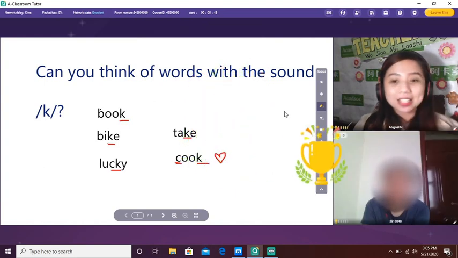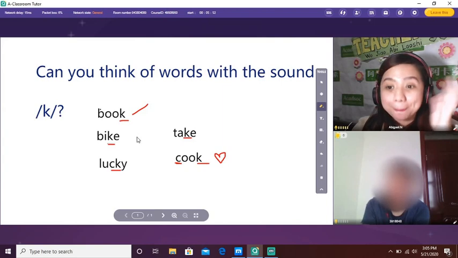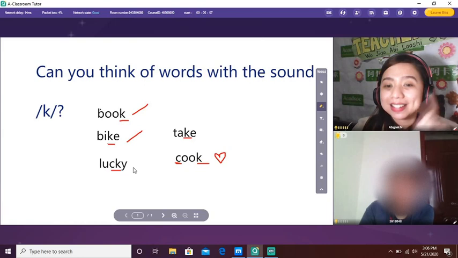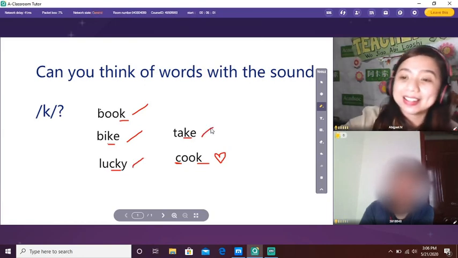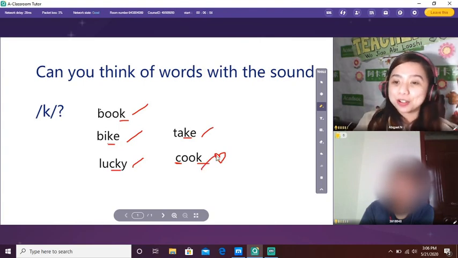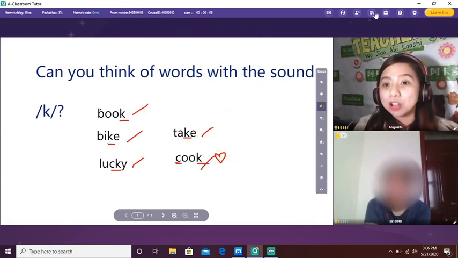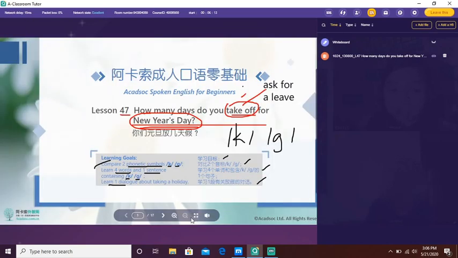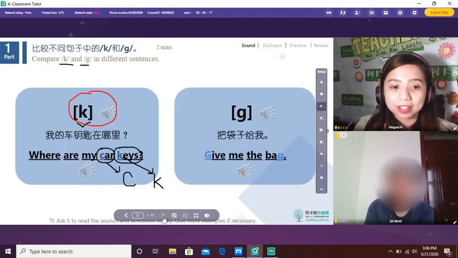Okay. Well, let's read the words. Can you say? Book. Bike. Lucky. Take. Cook. Very good. Okay, good job, Jin. Now, let's continue with the next page. So here, we're going to proceed on the next page. Can you see?